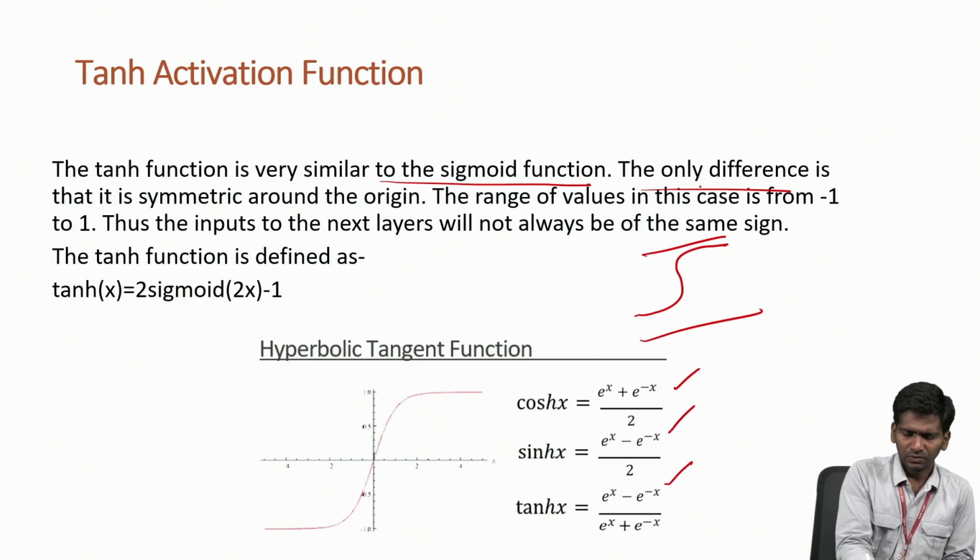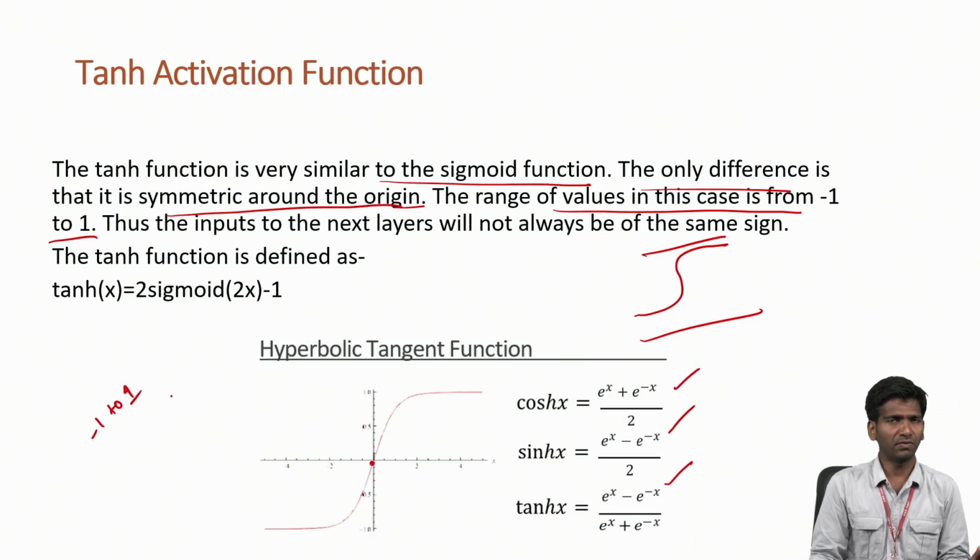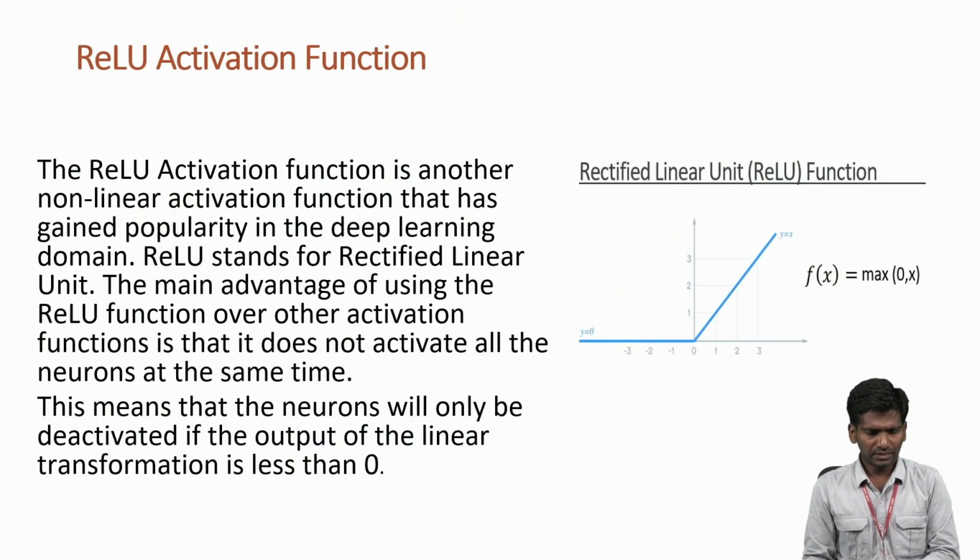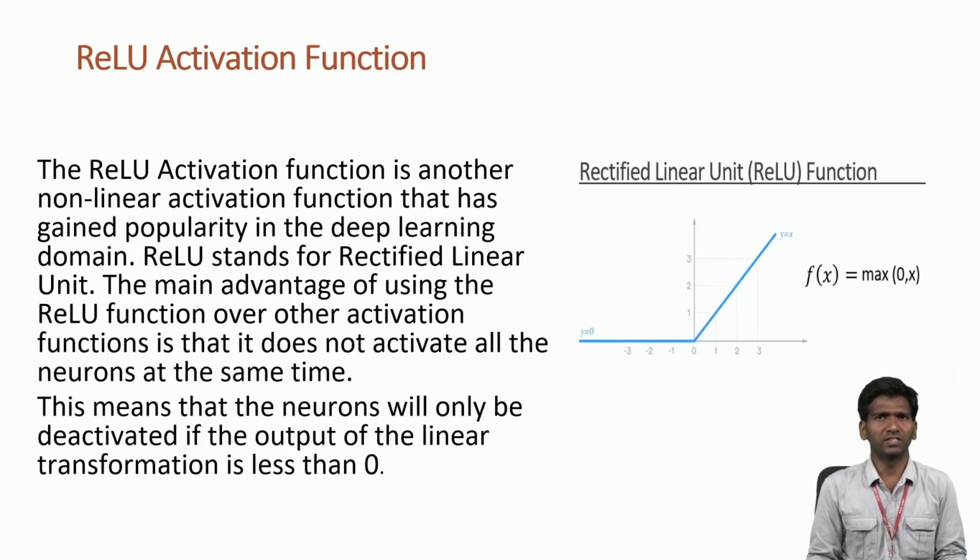The main difference is that it is symmetric around the origin. You see it is symmetric around the origin. The range of values in this case is from -1 to 1. So if the values are needed from -1 to 1, we can use the tanh function. If you want 0 to 1, we can use the sigmoid activation function.